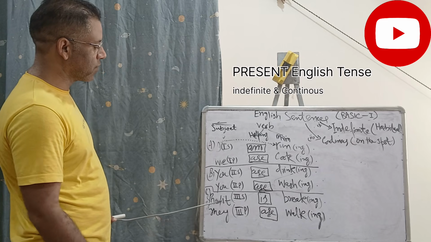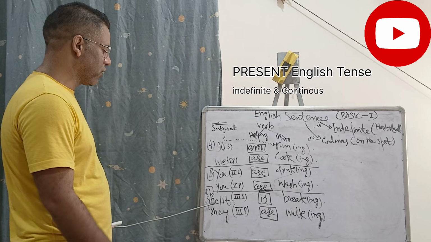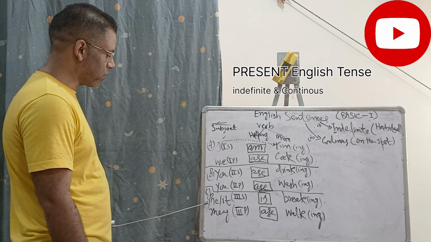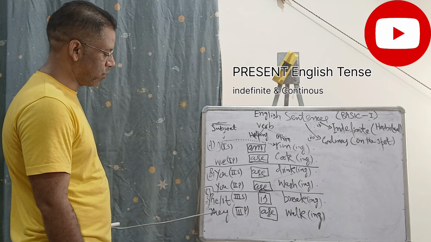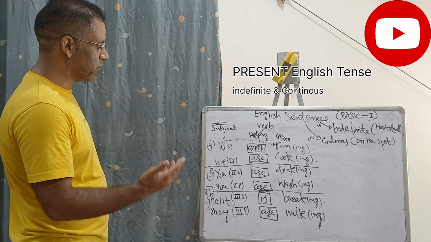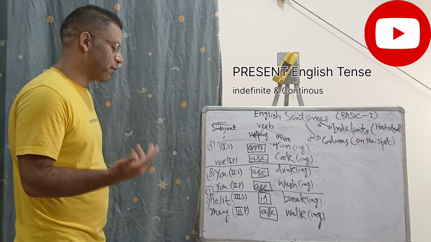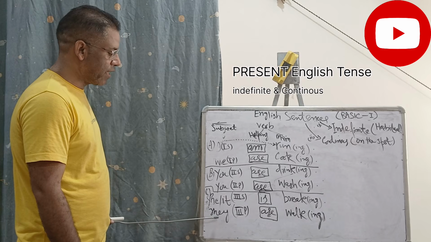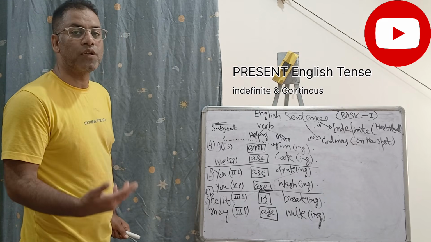And then under the third person singular, we have she, he, it. Okay, they are considered third person singular subjects. Then we have they, that's called third person plural subjects.